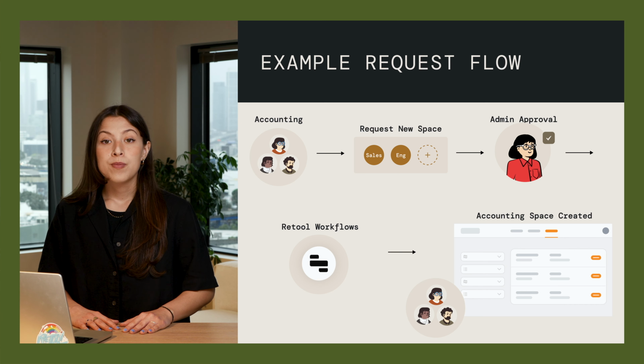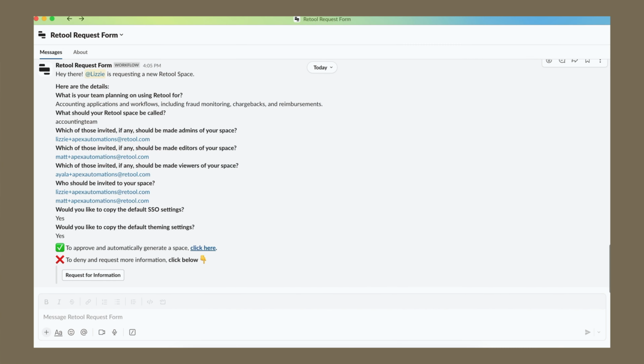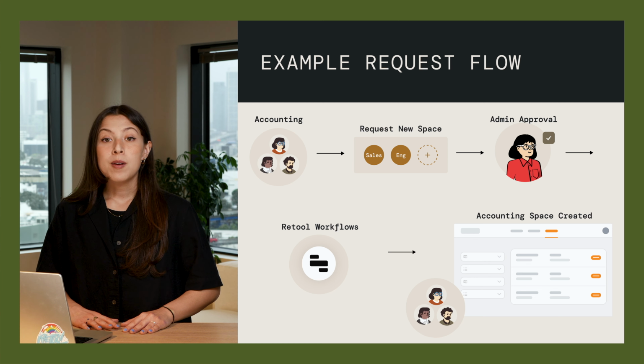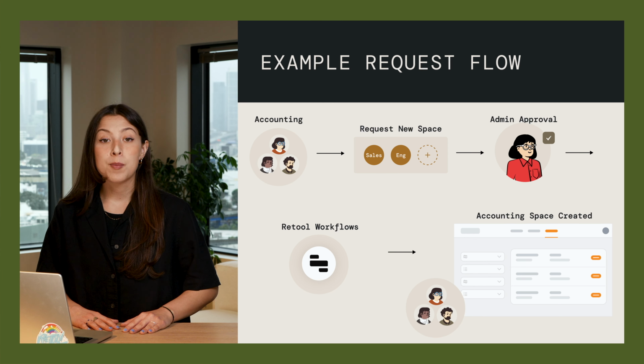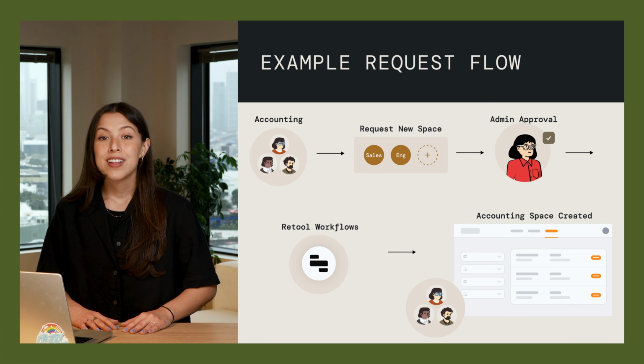On approval, I kick off a workflow, which was built on top of our Developer API and the Google Sheet that collects responses from my Slack form. I'll go ahead and approve the request now. Based on my requester's submission, this workflow creates a new space and sets up SSO, theming, built-in groups, and more, all according to my organization's preferences. Let's walk through the workflow step by step.